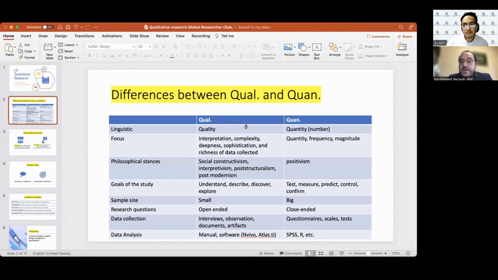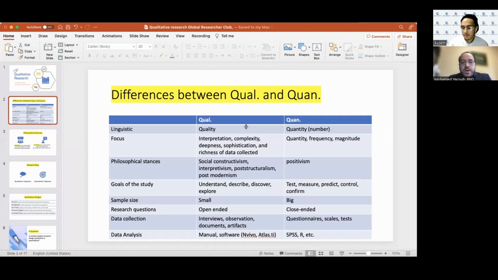So I thought it would be a good idea to make a comparison between the qualitative and the quantitative, and let's start this comparison with the linguistic roots of the words. The word qualitative comes from the word quality, and the word quantitative comes from the word quantity, or the number. All of us know that for sure. So that would bring us to the differences in focus. What is the focus of qualitative research and the focus of quantitative research?